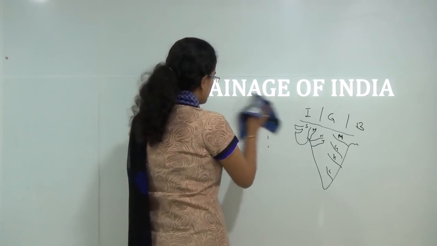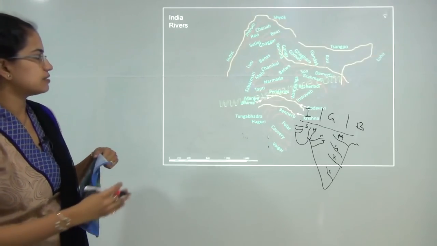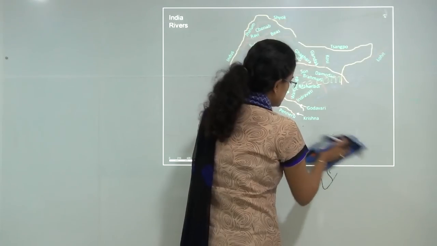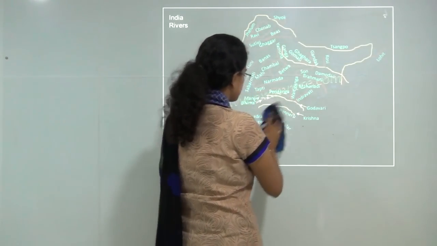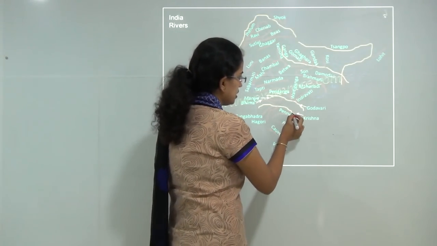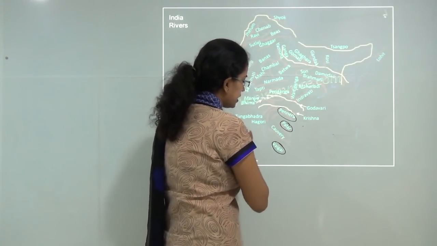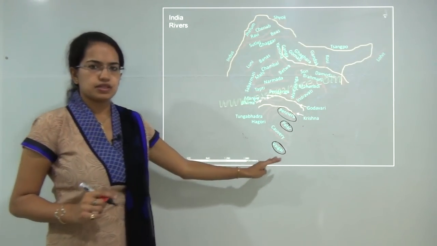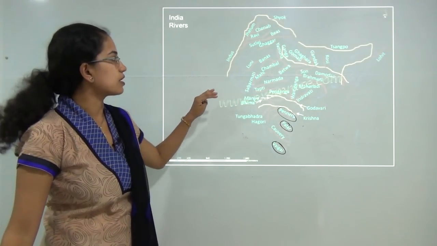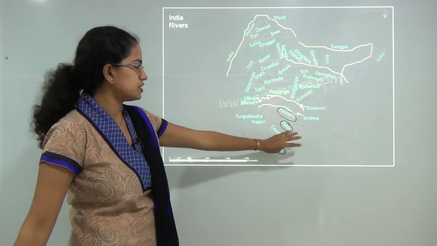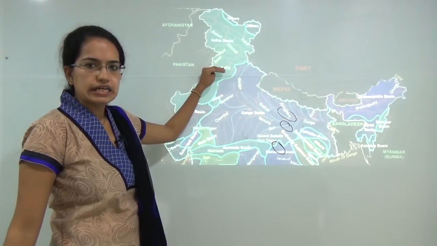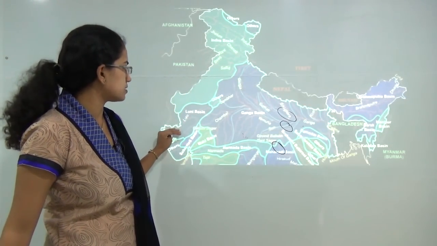So, if I go on to a simple map of India that shows the basic rivers as we have discussed, you have some of the rivers here with their tributaries. Also, I forgot to mention some of the rivers in the south, that is Penaru, Pallar and Vagai. These are not so important when we talk about the drainage system, but they are major rivers draining into South India. Now, we'll be talking about the Himalayan drainage system and the peninsular drainage system, as I said.